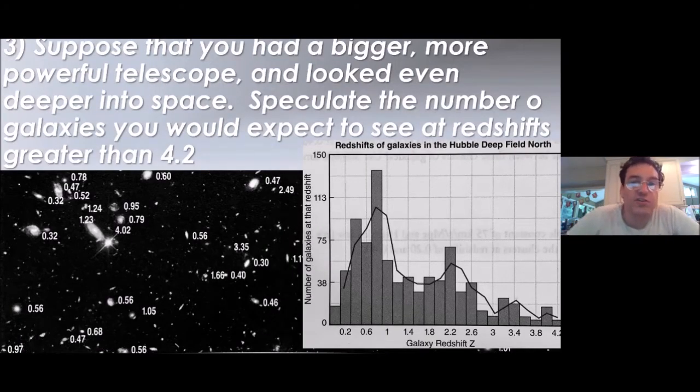Number 3, suppose that you had a bigger, more powerful telescope and looked even deeper into space. Speculate on the number of galaxies you would expect to see at redshifts greater than 4.2, the limit of this histogram. It's more of an opinion question. So 4 is a very, very large redshift. Does this represent the limit of what you can see, or do you think we could see a little bit further?